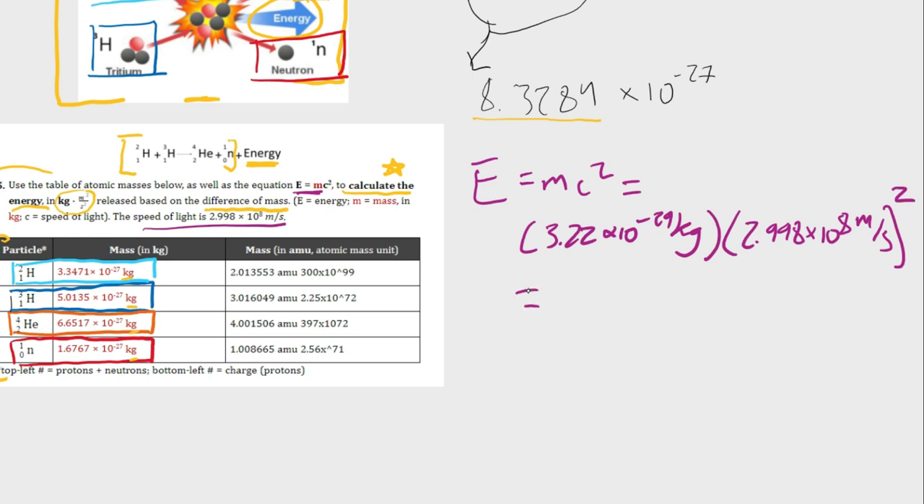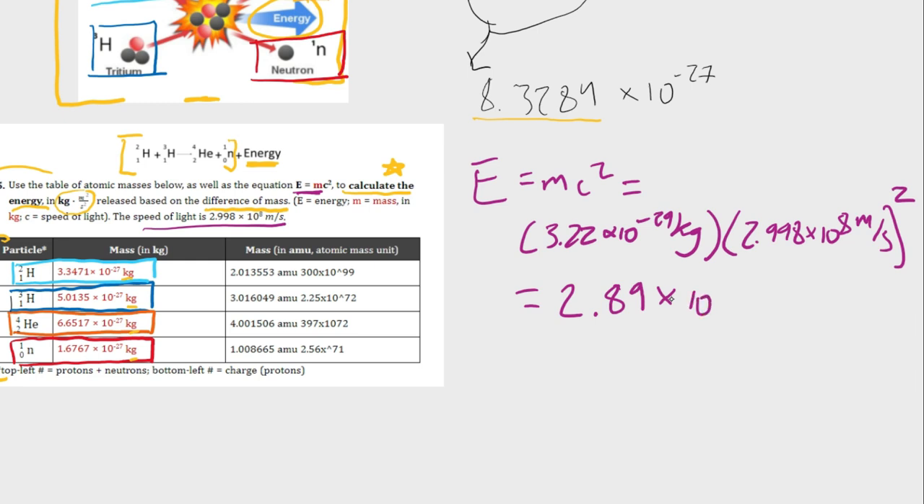So let's really quickly do that. We got on one hand, let me do the speed of light first. 2.998 times 10 to the 8, all of that squared, times 3.22 times 10 to the negative 29. And we should get, finally, so glad, this time I was actually right, 2.989 on my calculator, my bad, times 10 to the negative 12.